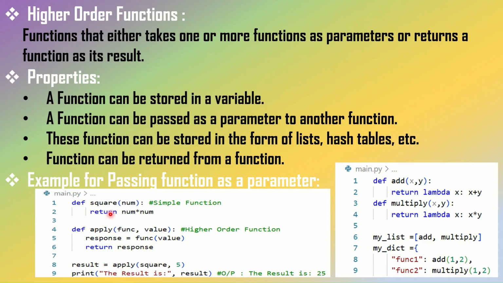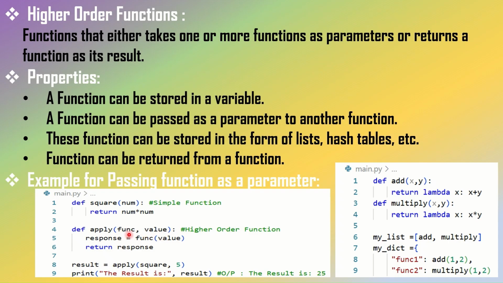One function is named square, which takes one parameter, and I was returning the square of it. So whatever parameter it takes, I want to return the square of that number. That's why I have given return num into num. And another function I have defined is apply function. You can see in this function, I was passing a function as a parameter and a value.